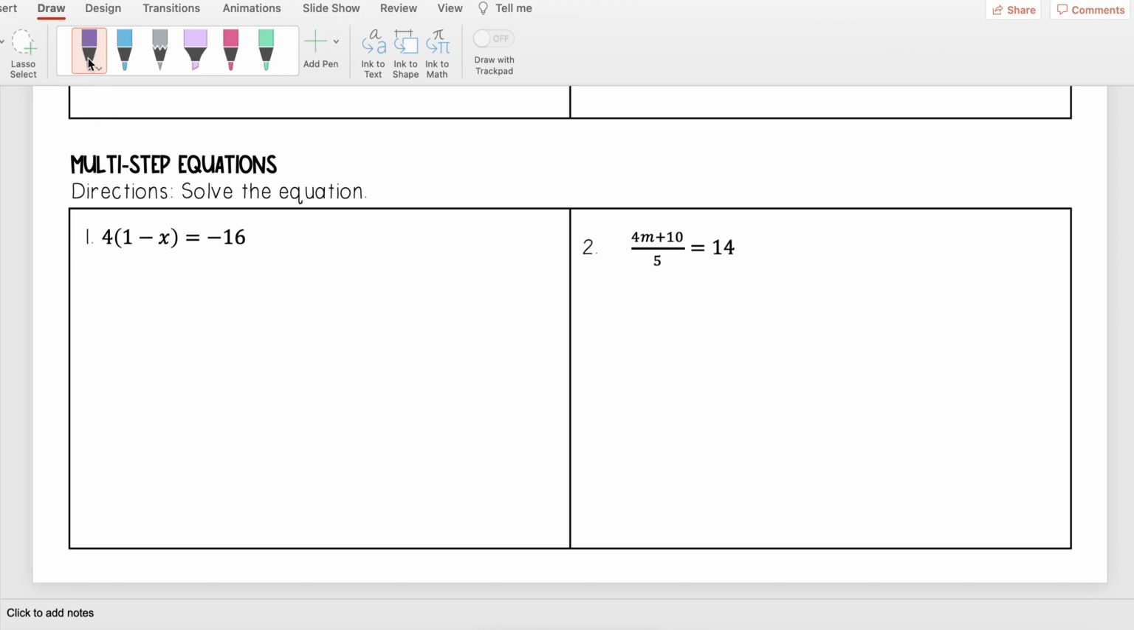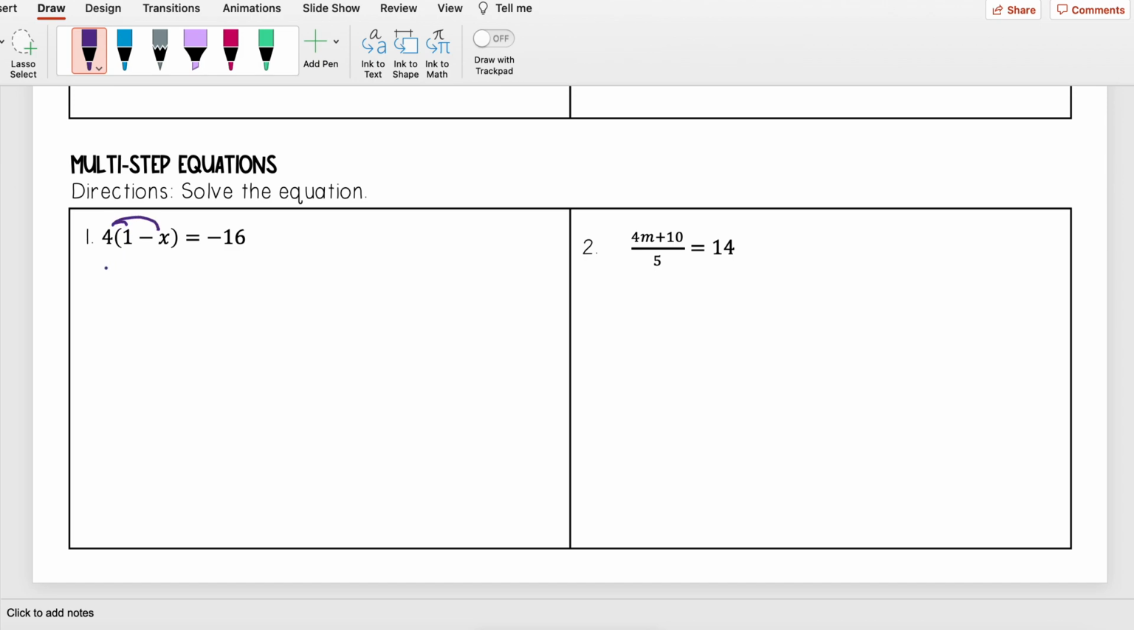For this video, we're going to be looking at solving multi-step equations. So looking at this first one, I have 4 times 1 minus x is equal to negative 16. There's really 2 different ways that you can solve this. I'm going to go ahead and show it using distribution first. So my first step here would be I would distribute this 4 inside.